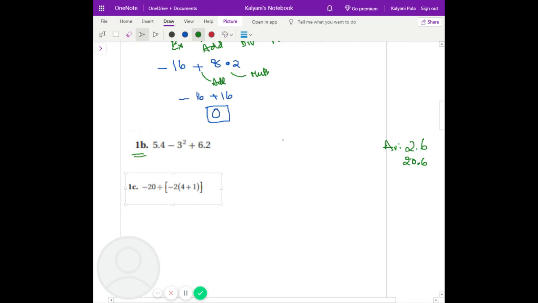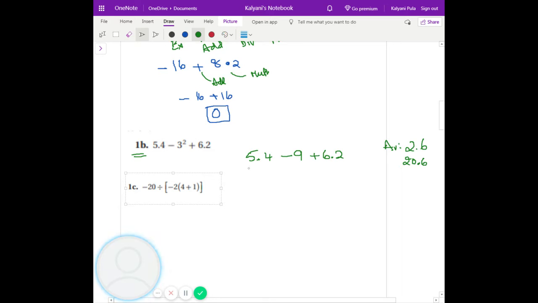Okay, so it's on here now. So which one should I do first, Avi? The exponent. Very good. So I'll do that. 5.4 minus 3 squared, 9. 9 plus 6.2.